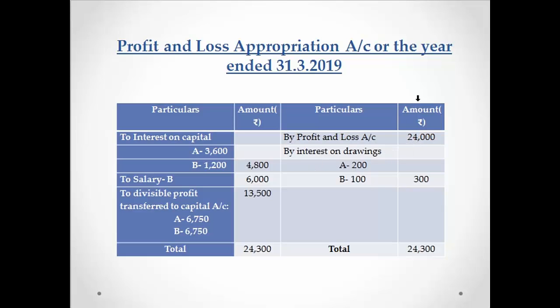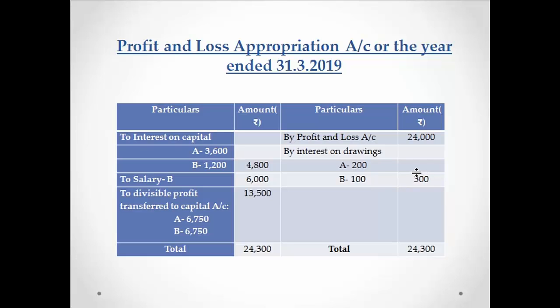Please look at the second item on the credit side in a profit and loss appropriation account, interest on drawings. Interest on drawings amount should be taken to the credit side, because for the firm interest on drawings is an income, and here the amounts are recorded separately for A and separately for B. The amounts are taken directly from the question. For A, the amount is rupees 200, and for the second person B, the amount is rupees 100, and the total amount which is taken to the outer column for interest on drawings is rupees 300.